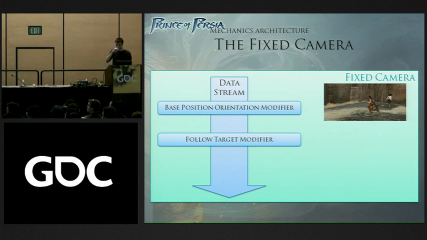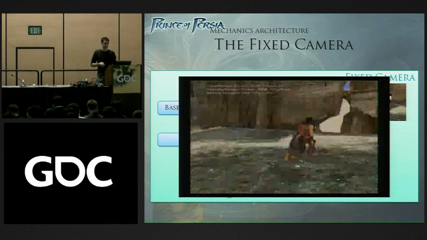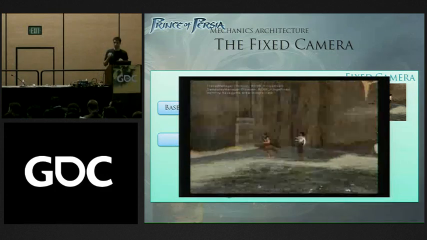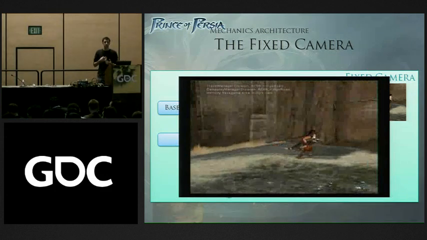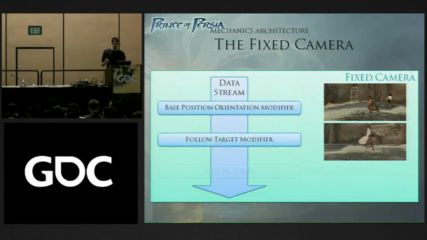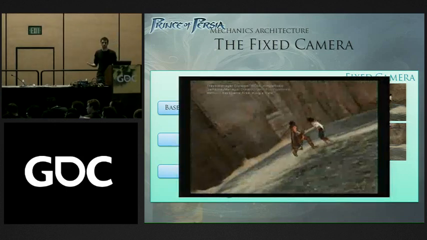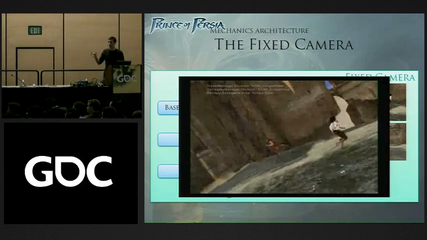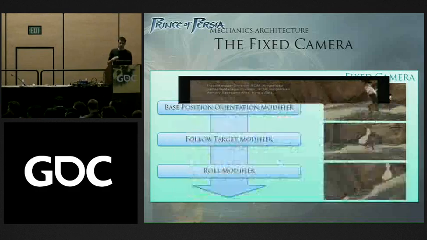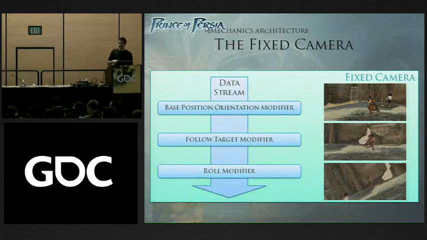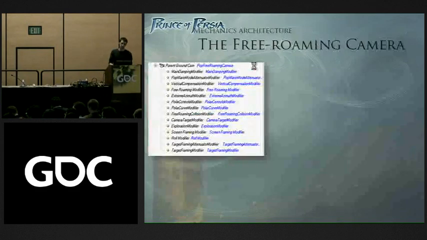Another modifier we can add after that is the follow target modifier. This one basically says, change your orientation so that you always look at the prince. And the result is something like that. The position is fixed, but the orientation always looks at the prince. And then we can have another modifier like the roll modifier, which is very simple. You add a roll angle to your camera. So yeah, that's the architecture that we've chosen. And it's very simple for a case like that.